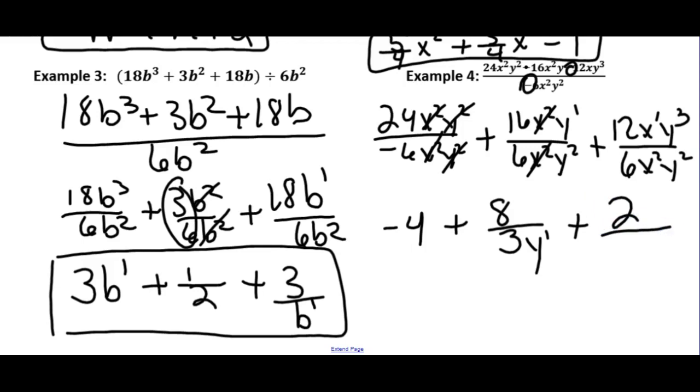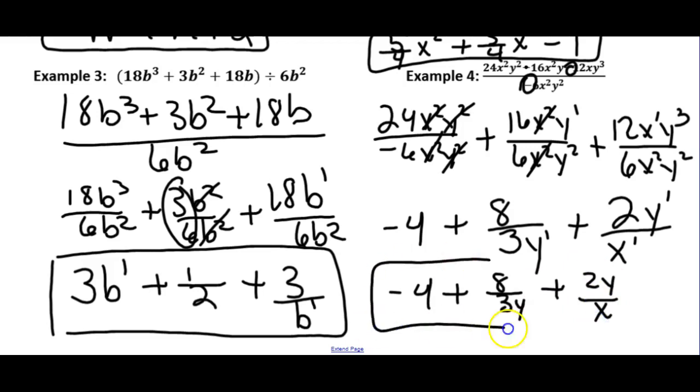More x's on the bottom. 1 more on the bottom. And more y's on the top. 1 more on the top. And then if I could just clean it up by not having the 1s. Remember, if the variable's on the bottom, I can't rewrite it like I did on the example above on example 2. Because you can only do that if the variable's on the top. And that would be my answer.